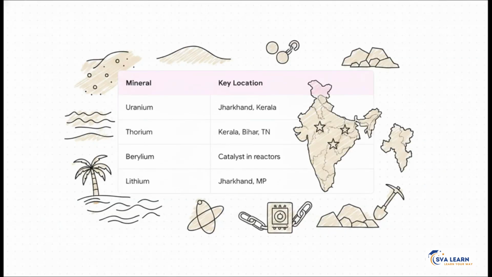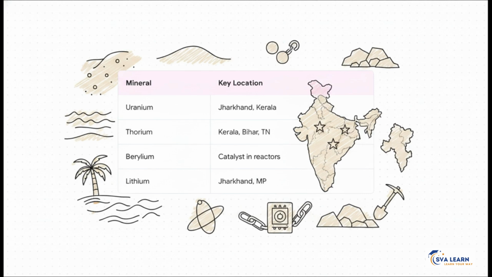Let's break down these atomic minerals systematically. For uranium, remember the monazite sands of the Kerala coasts. Thorium is also found in Kerala, plus Bihar and Tamil Nadu. Now, pay attention to beryllium. This is a high-value detail.